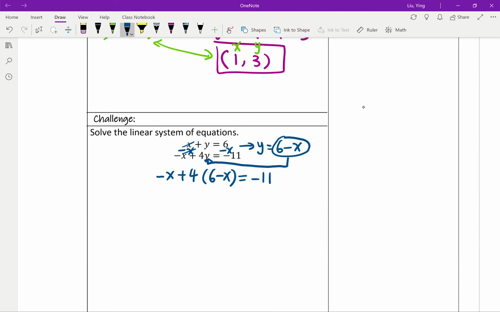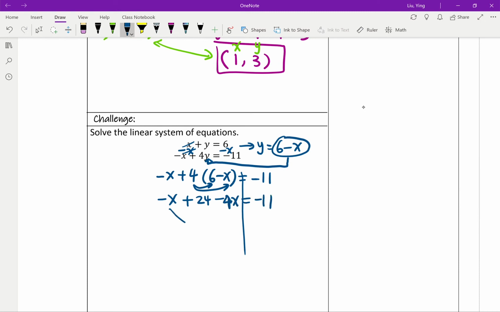Once again, we are down to one equation with just one variable. So now we can solve it. So let's go ahead and do distribution. So negative x plus 4 times 6 is 24. 4 times negative x is negative 4x equals negative 11.